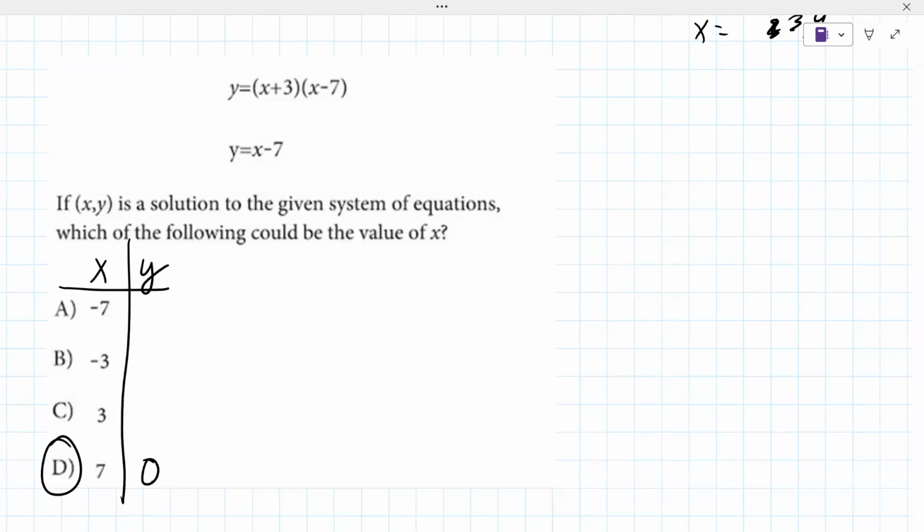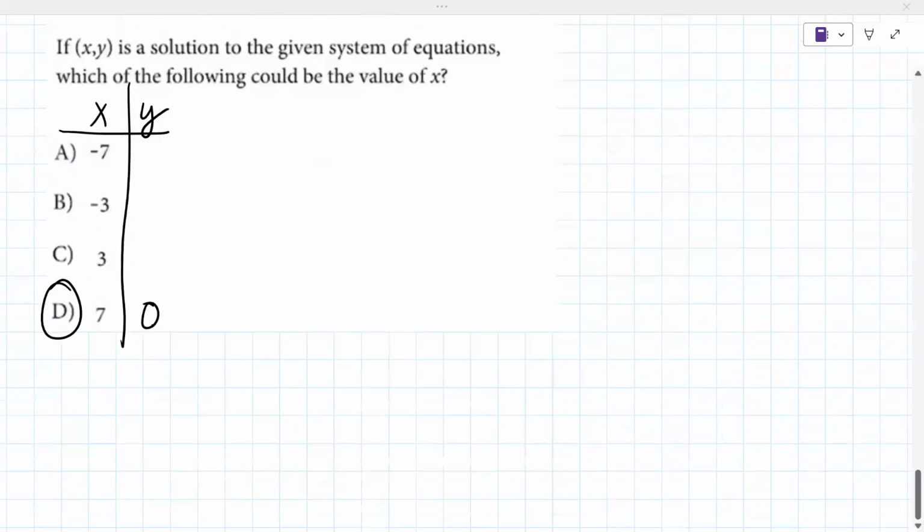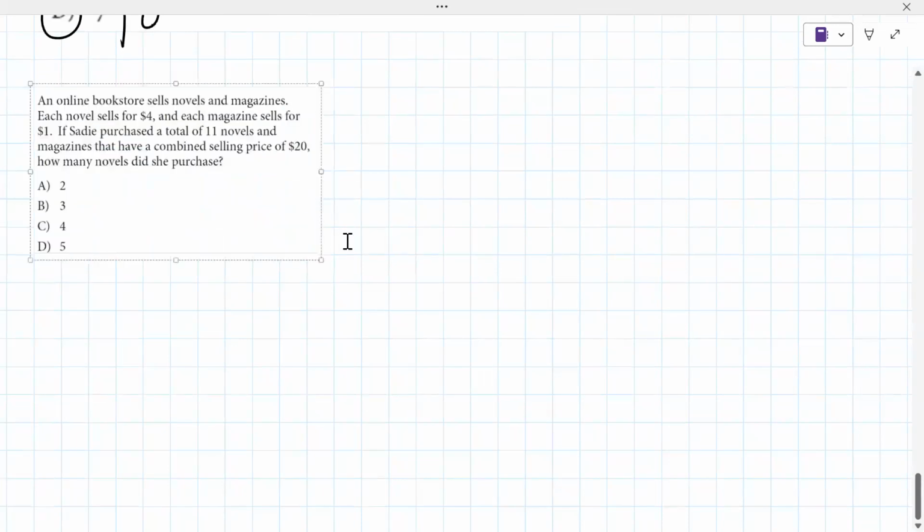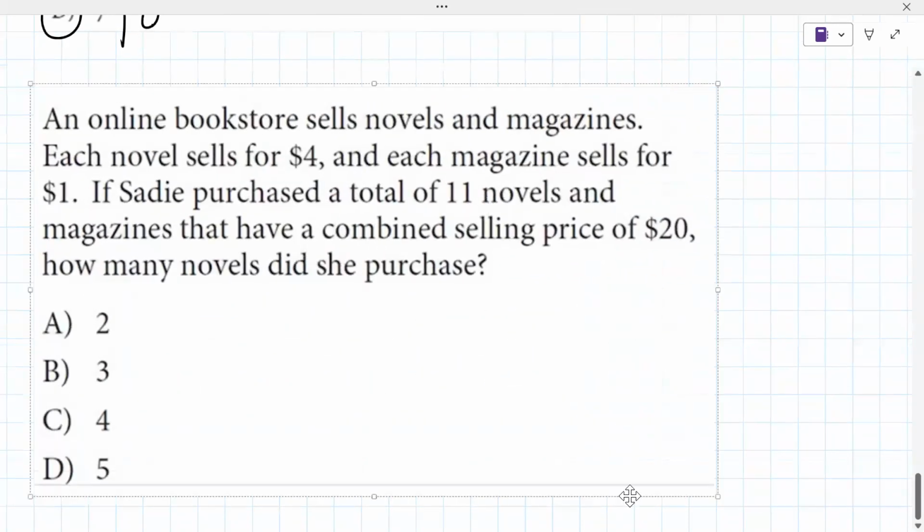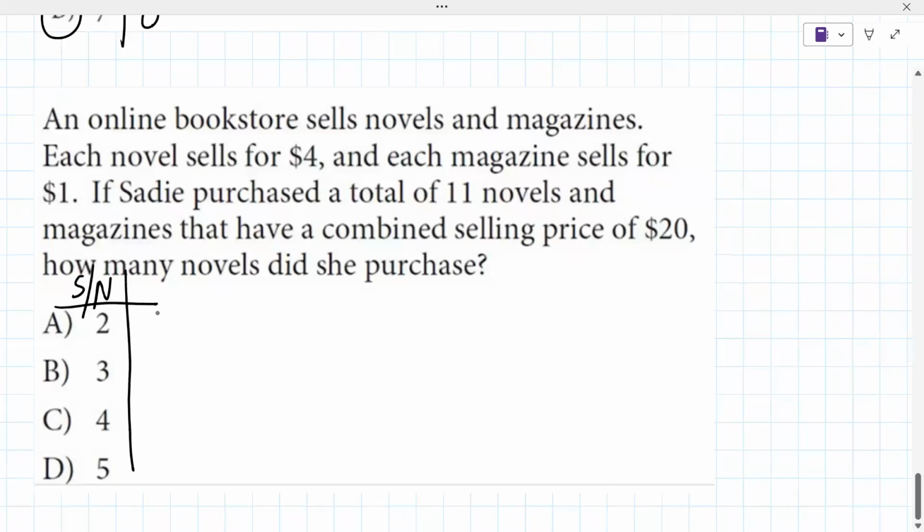All right. One more of these that's a word problem, and then we will truly move on to a new topic. This is another table problem. They're giving you Sadie's purchases. You can think of it as Sadie or novels if you want. It's up to you how you do that. But go ahead and take a look, see what you come up with.